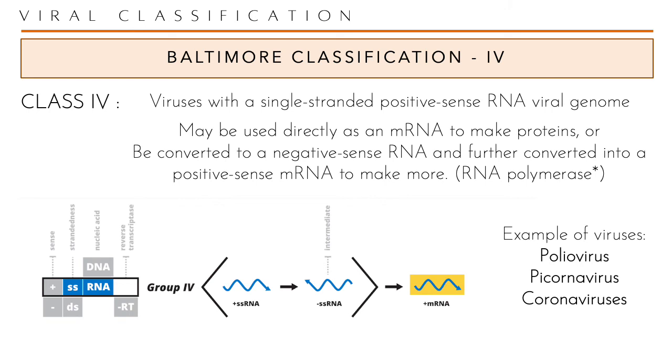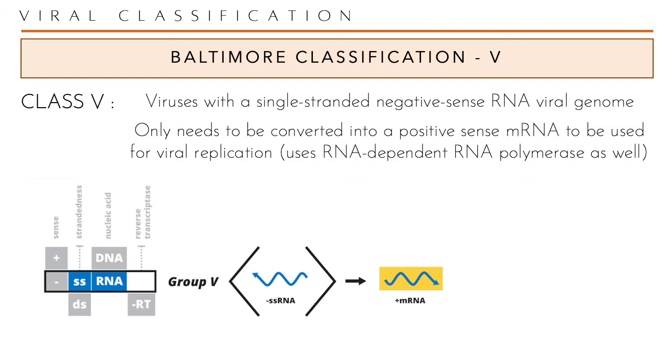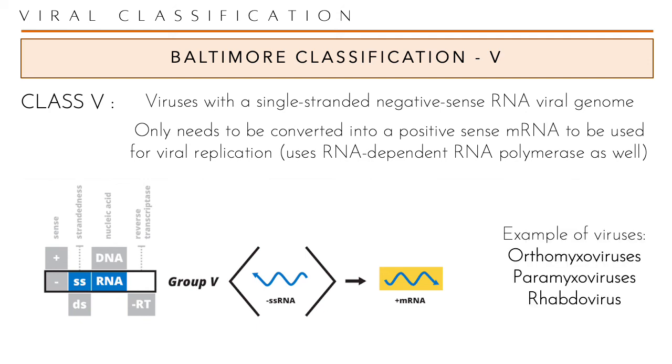Okay? Class 5. Class 5 is the only class which carries a negative sense. Okay? Remember that. Class 5, negative. Okay? And since they only need to be converted into a positive sense mRNA, which can be easily done with the same polymerase. Okay?